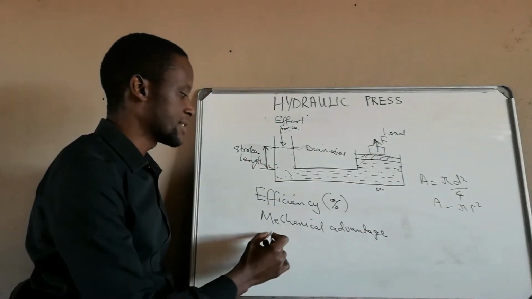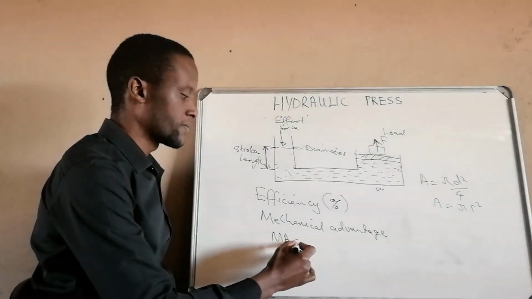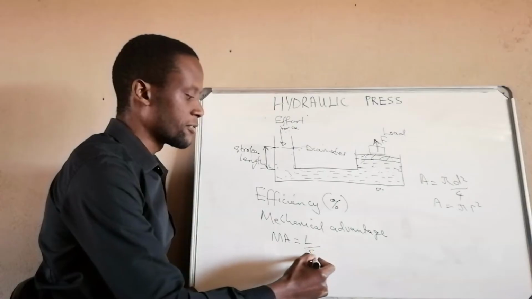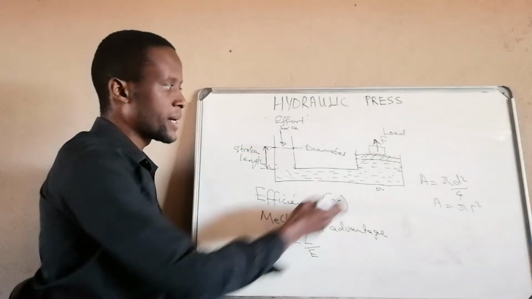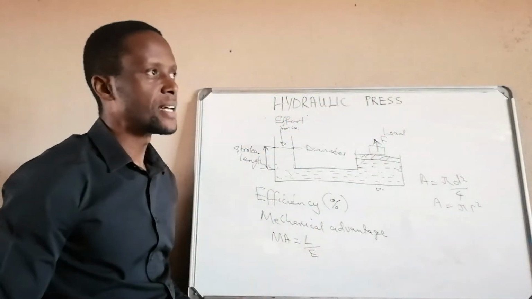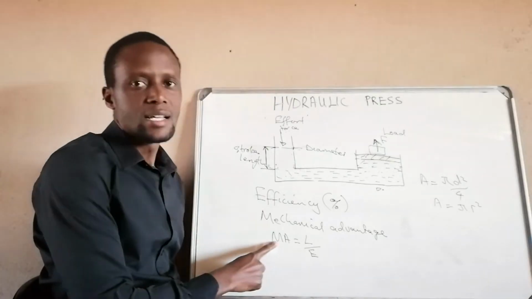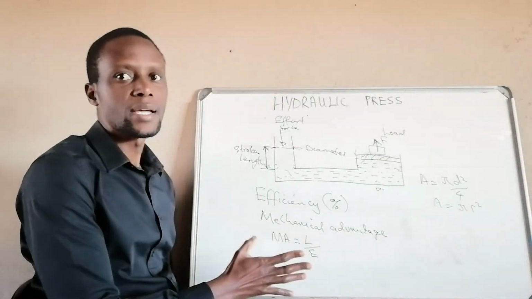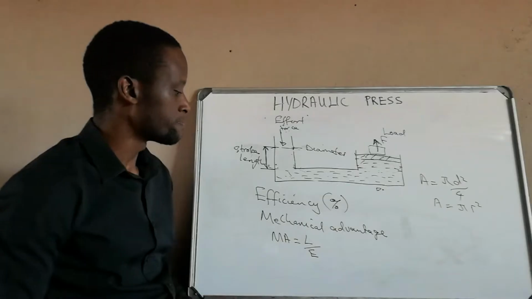But then how much advantage does it give me over the object that we are lifting, which will be called the load? So mechanical advantage is just a ratio between the load over the effort, how much is being lifted to how much is being applied. So mechanical advantage is just a ratio. There are no units for mechanical advantage. It will just be a number.